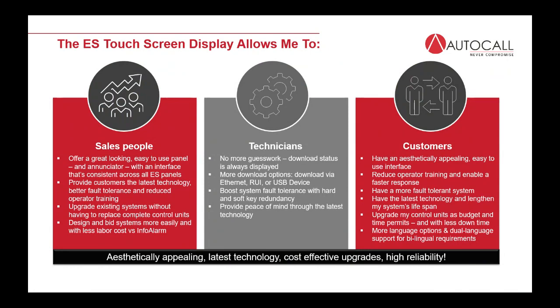Okay, so going back to that same place we started, between sales, technical, and our end-using customers. Again, from a sales perspective, we're offering a great-looking, easy-to-use panel and annunciator with that consistent interface across all three main models. We want to have the latest technology that's out there. We're always working on making things better. So this is the latest technology: better fault tolerance, reduced operator training, and that consistency across the product line. We want to be able to upgrade those existing systems without having to replace the complete control units. We've got options that are available for that.